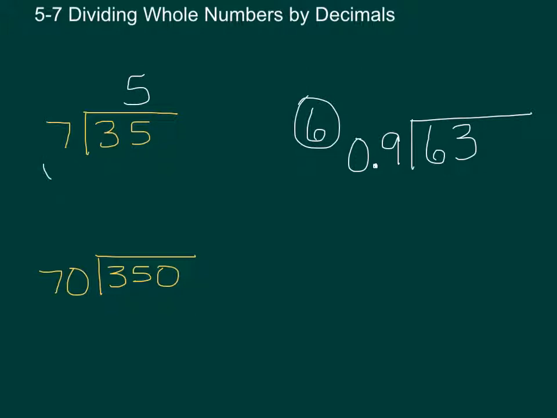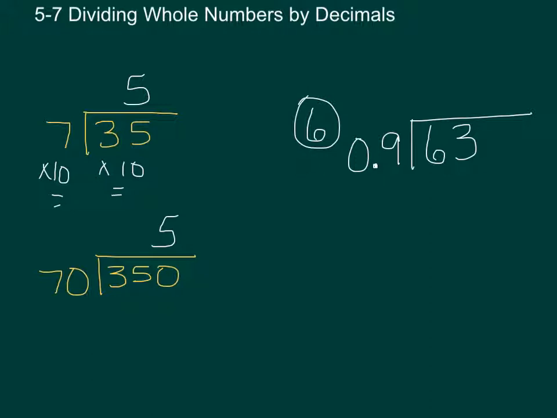Now what if we took both the divisor and the dividend, and we multiplied them by 10? We made them each 10 times greater. We'd end up with a divisor of 70 and a dividend of 350. My question now is, how many groups of 70 are there in 350? Well, guess what? There are 5. 70 times 5 is 350. We end up with the same quotient because we've multiplied by 10.